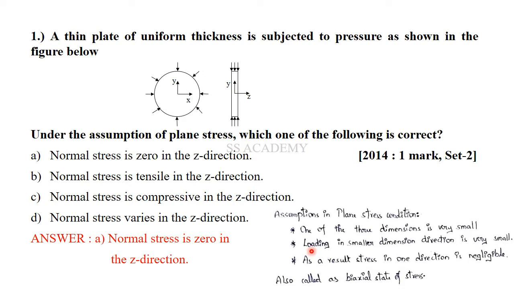Even if there is loading, it is considered to be very small, and eventually the stress comes out to be 0 in the Z direction. So the answer here is normal stress is 0 in the Z direction. Similarly, the shear stress is also considered 0 on the Z face, that is tau xz, tau yz, tau zx, and tau zy all come out to be 0.